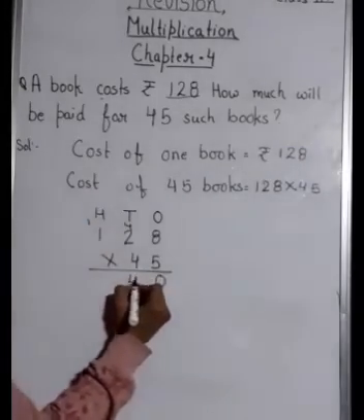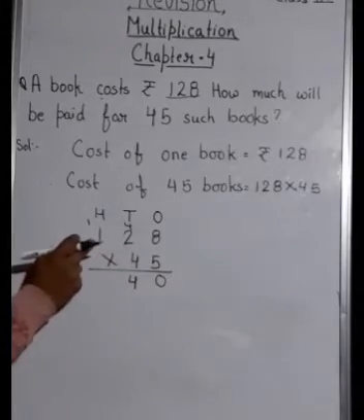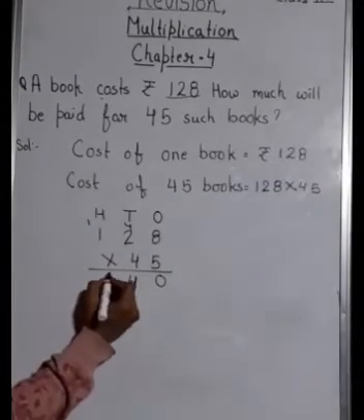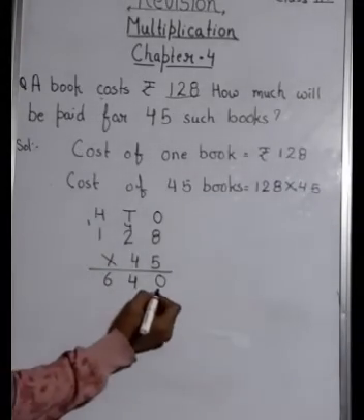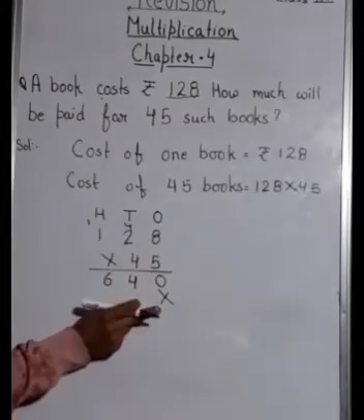1 I have written as a carry, 4 I have written over here. 5 1s are 5 plus 1, 6. Clear? Now we have done with the digit at the ones place, so I have put a cross.